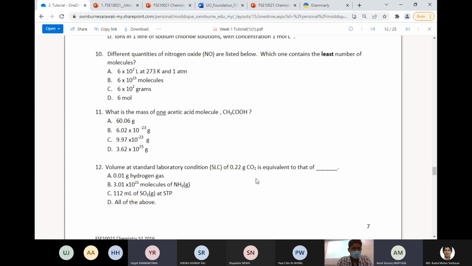Option B is 6 times 10 power 23 molecules, and I voted for this one. Option C is 600 grams. And 600 grams means how many moles? We have to divide by the molecular mass of nitrogen oxide, which is 30. And that way we find 20 moles. And D is 6 moles. So 20 moles, 6 moles, and A is 600 liter. All are more than B. So B is the correct answer that way.